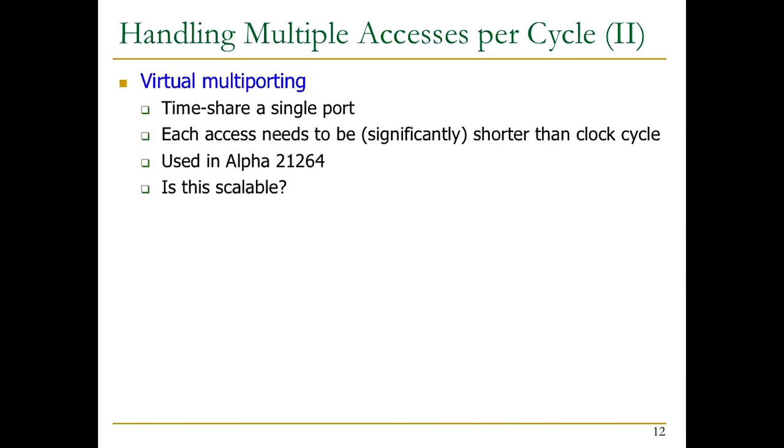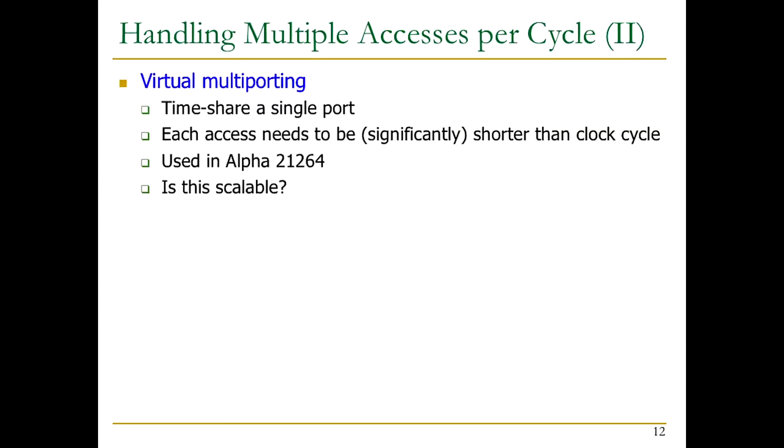And why would we want 64 accesses per clock cycle? Let's think about a superscalar processor where you can issue, let's say, 8 instructions per cycle at a given time, right? And they all need to access 2 registers. So 8 times 2 is 16. You already have 16 accesses per cycle to the register file.